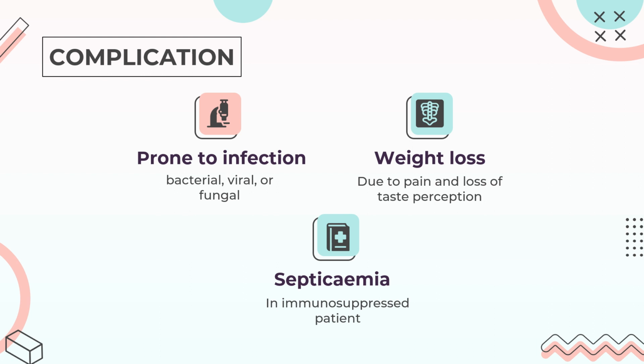Moving on to the complications. There are some complications that patients with oral mucositis might have to encounter. Such are, number 1, prone to infection. The sores and ulcers easily get infected by bacteria, viruses, or even fungi as they are exposed to the oral cavity. Second one is weight loss, as pain and loss of taste perception make it more difficult for the patient to eat. And lastly, ulcers may act as the site for local infection and as a portal of entry for oral flora that in some instances may lead to septicemia, especially in immunosuppressed patients.